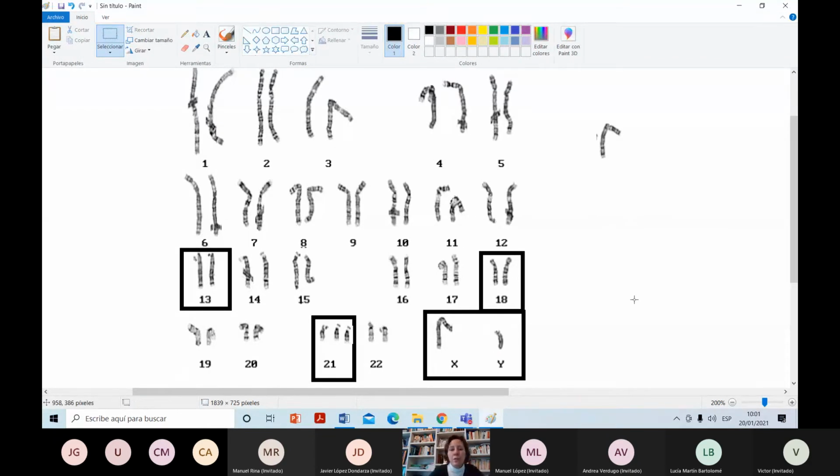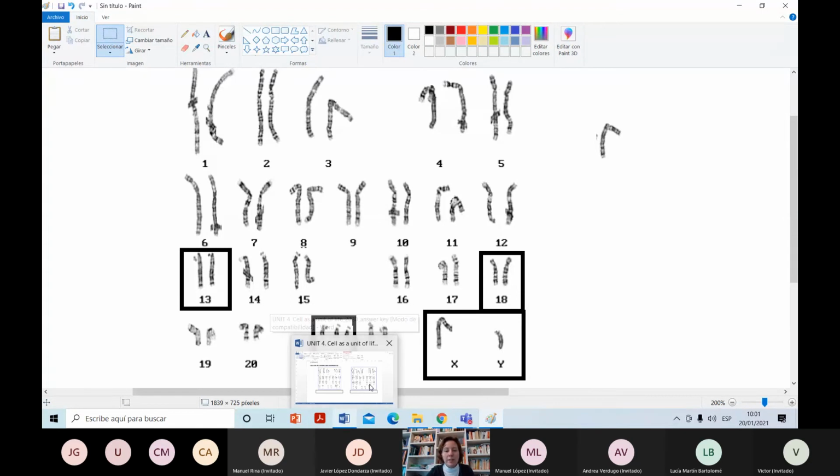So the only thing you've got to do is put all the chromosomes 2 by 2, depending on the size, and then with these numbers, as you can see, the biggest chromosome is number 1, then number 2, number 3. Okay, so what you've got to do is just count the number of chromosomes that has a triple number.